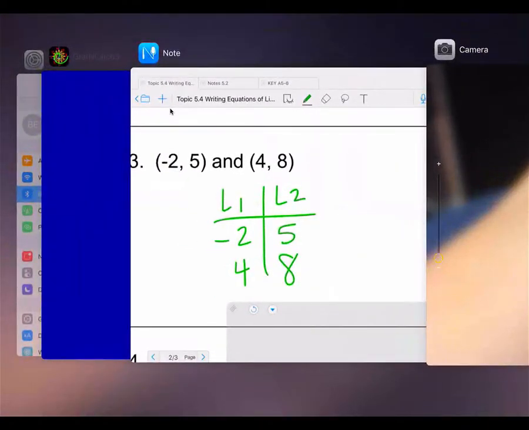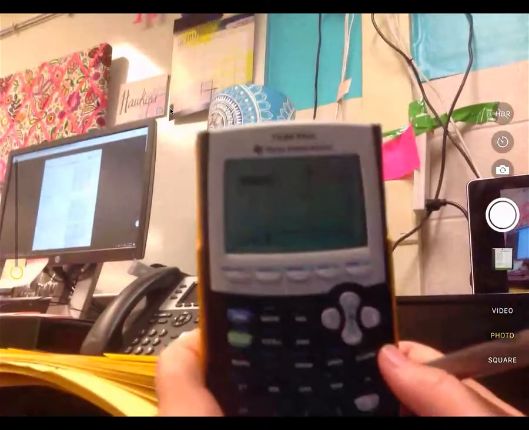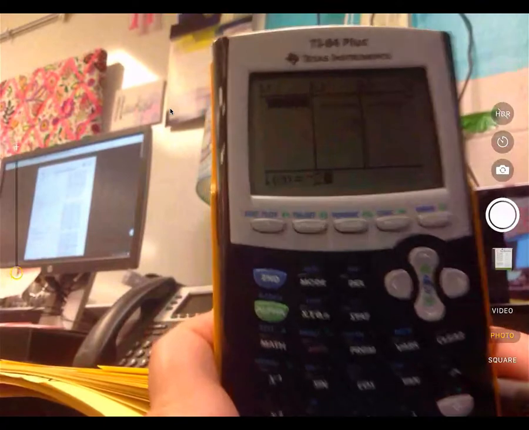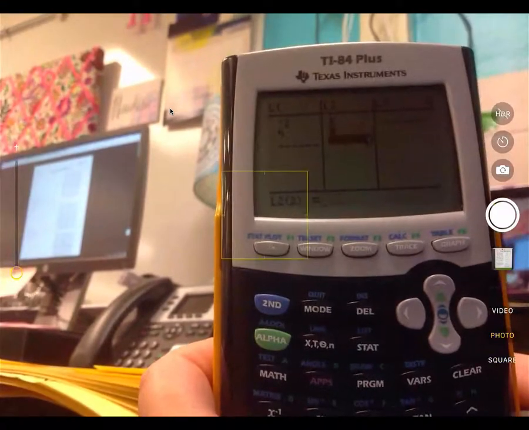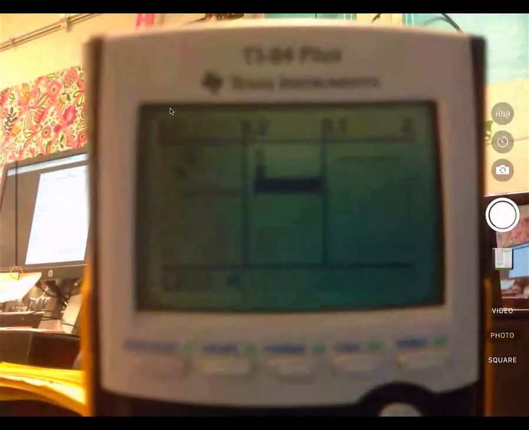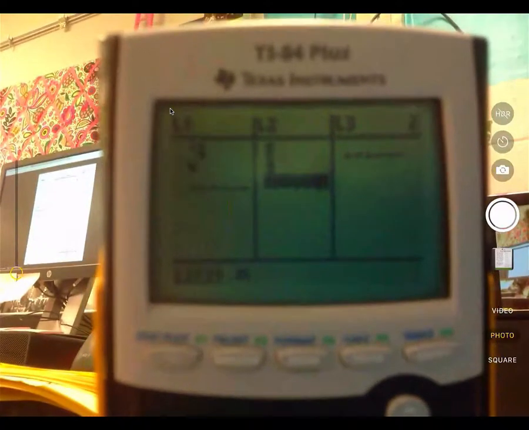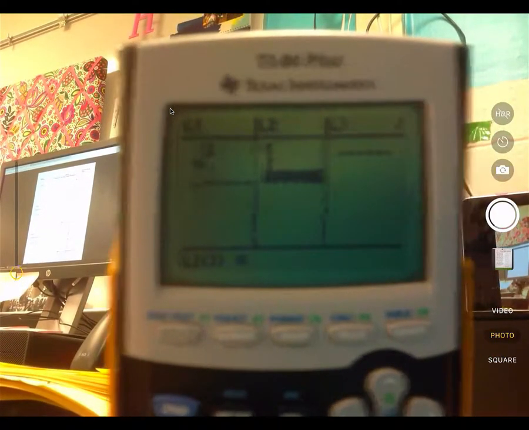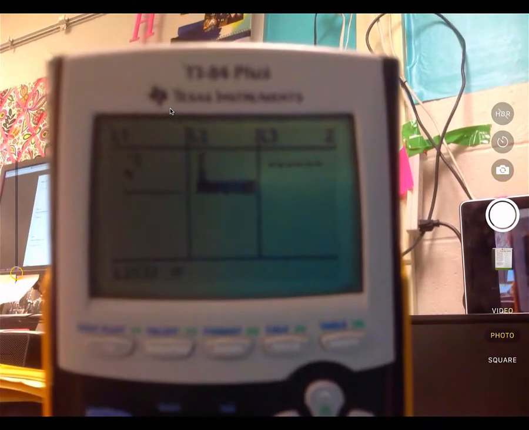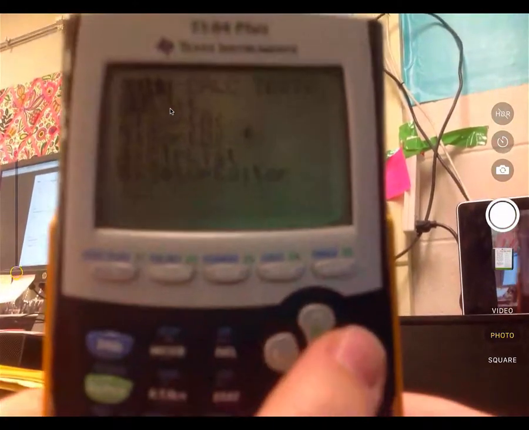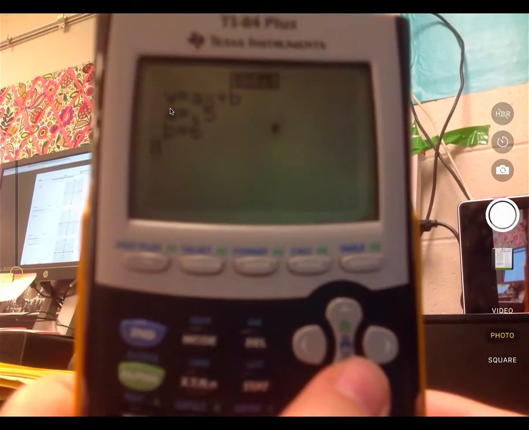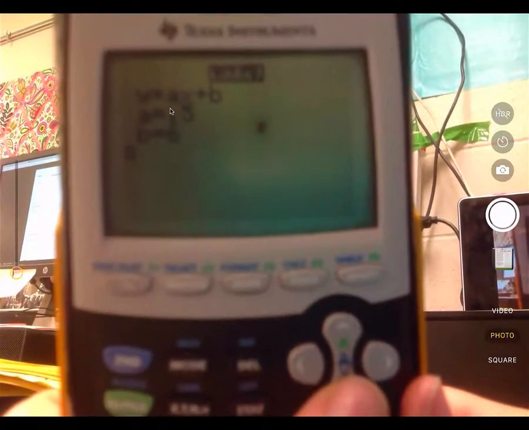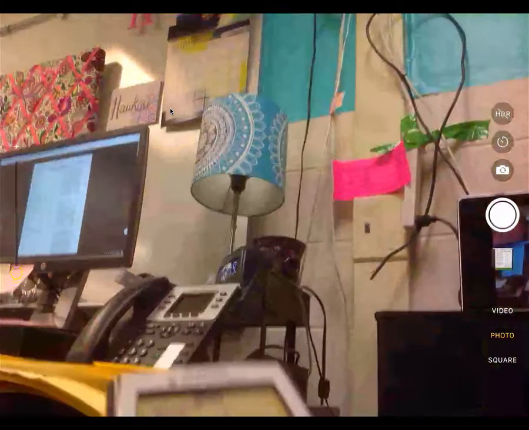So I have -2, 4, 5, and 8. And remember that you press enter between all of those inputs. So I can see that the table in my calculator directly matches what is on my paper. I go stat, scroll over to calc, down to 4, enter as many times as it takes, and I can see that A is 0.5 and B is 6.